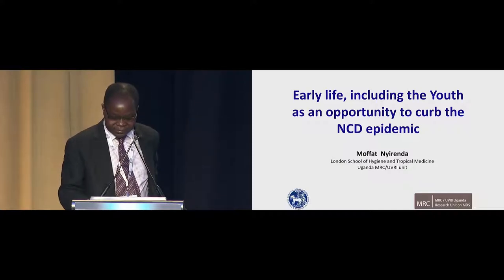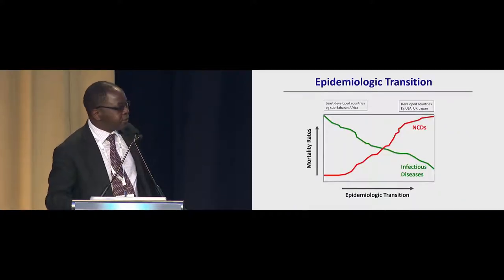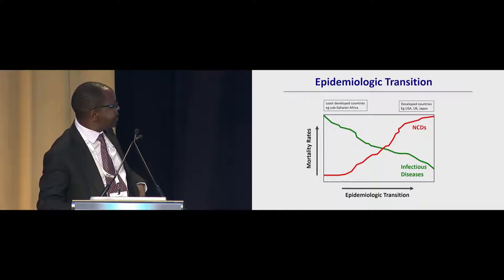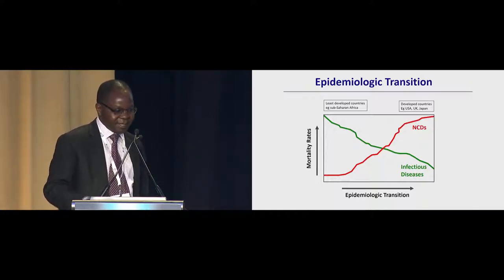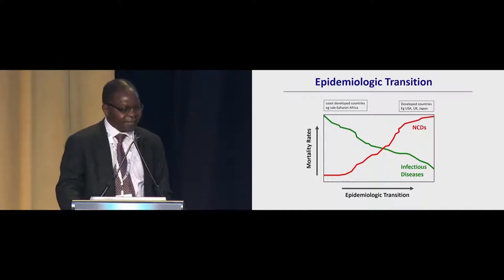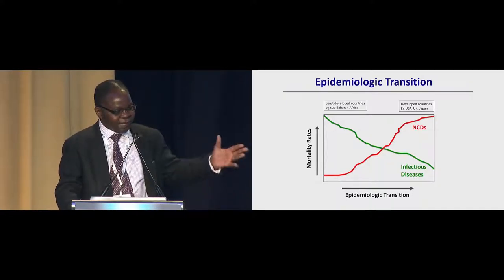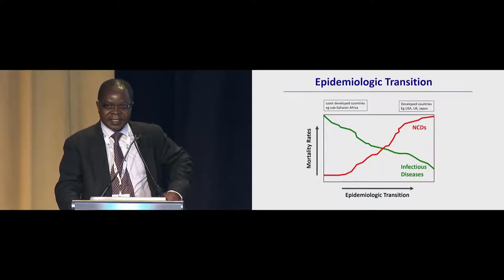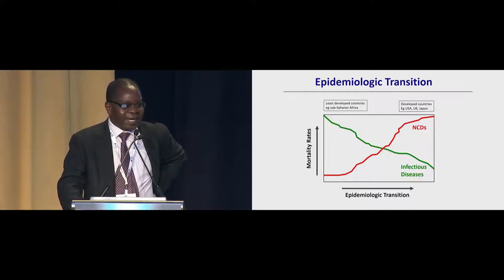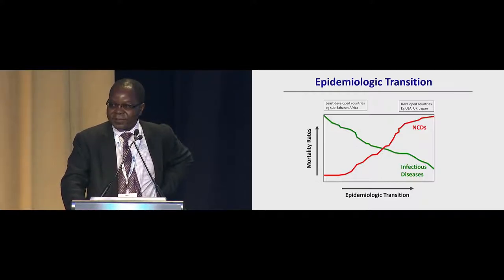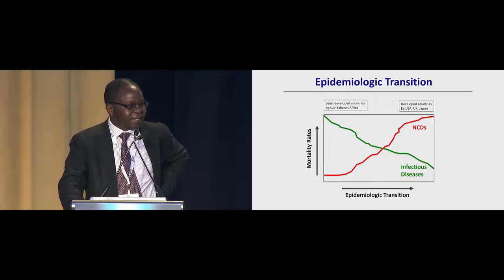lie in childhood. So Tom has nicely articulated the epidemic, that we have an epidemic, particularly in Africa, and we have seen infectious diseases getting to some extent under control, but at the same time there is a huge rise in the prevalence of non-communicable disease. So we have what is called the double burden of disease.